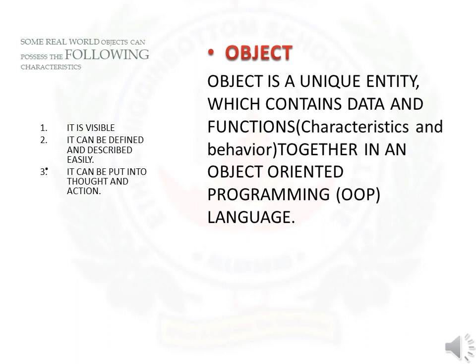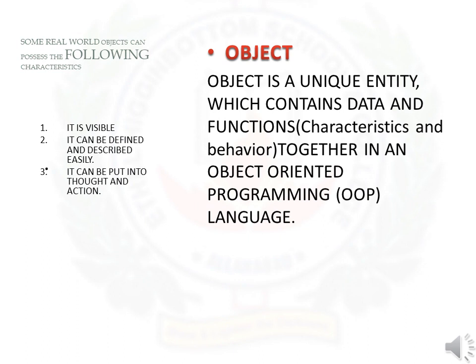So an object means an object contains some characteristics and behaviors. So we are going to see some real world objects can possess some following characteristics. Let us consider the real world objects which are visible before us. An object in the real world can possess some characteristics. That is, it is visible. Object is always visible. If something is visible, we will call it as an object.